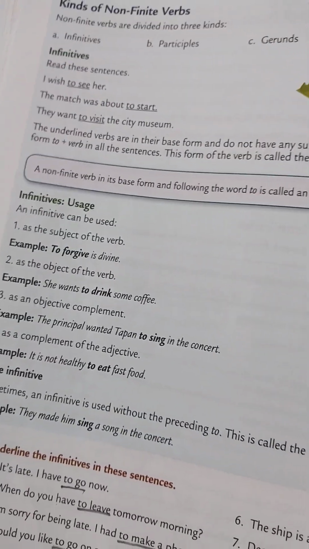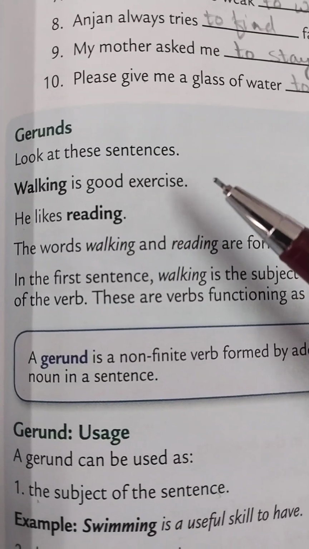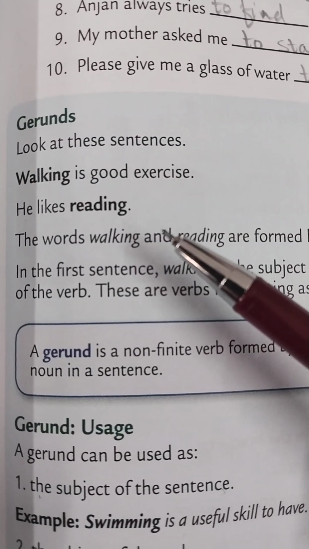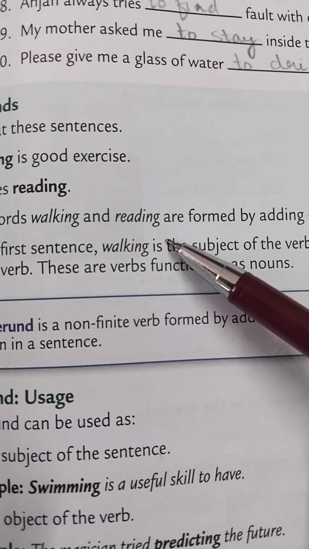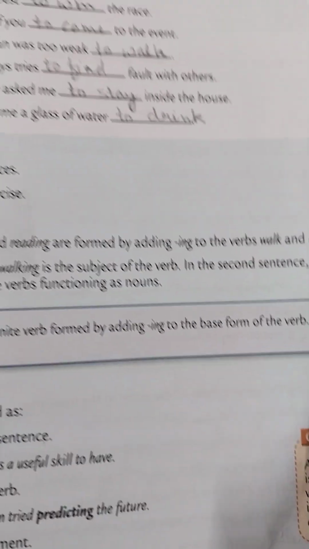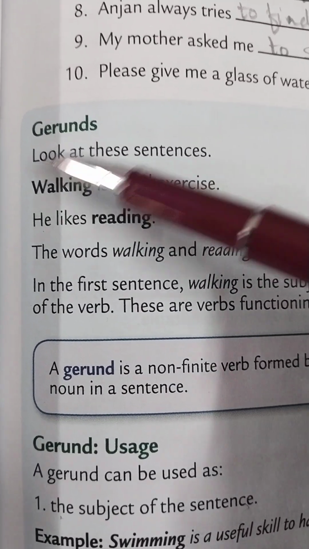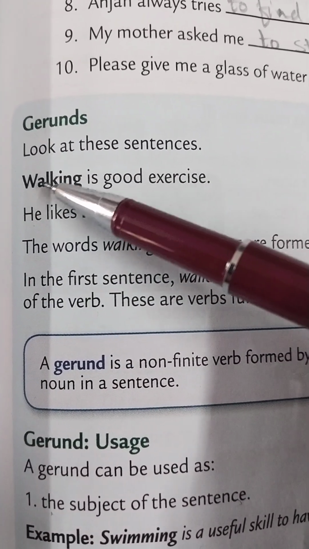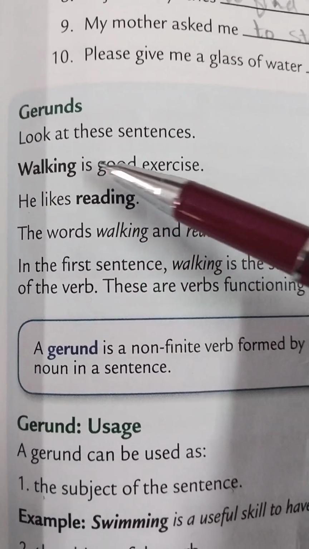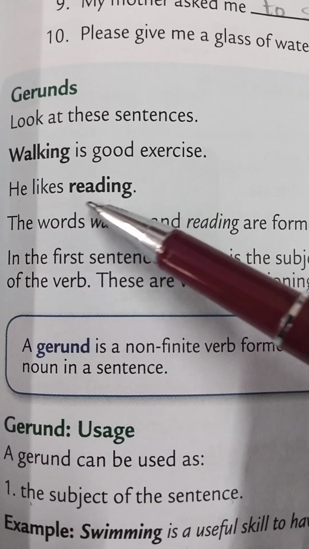Now, what are gerunds, children? Look at these sentences. Walking is a good exercise. He likes reading. The words walking and reading are formed by adding ing to the verbs walk and read. You can see in this sentence, walk is a verb and we have formed walking by adding ing to the verb walk. Similarly, we have formed reading by adding ing to the verb read.